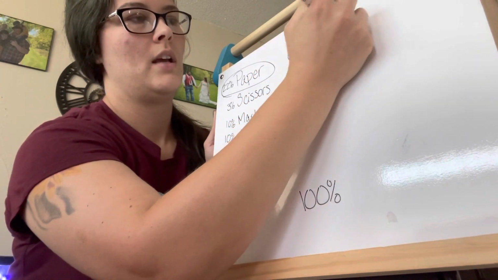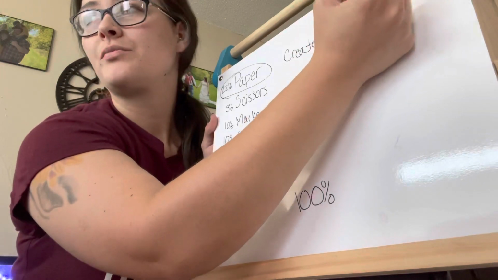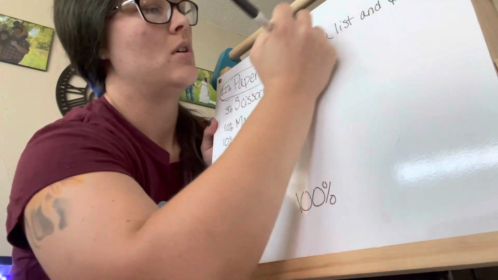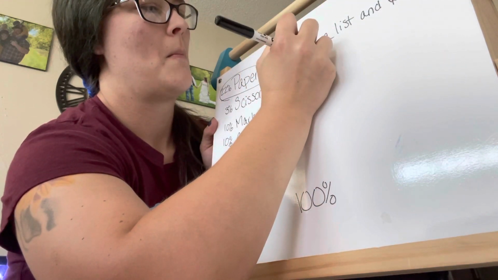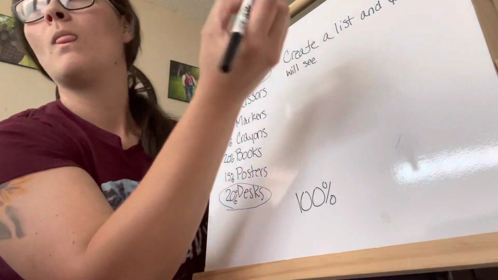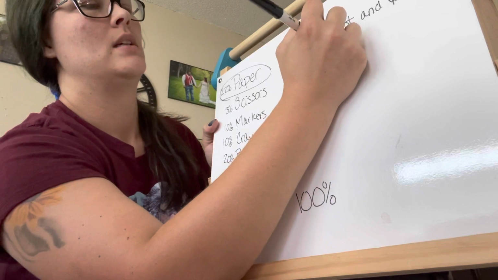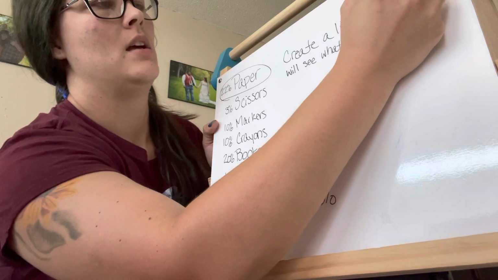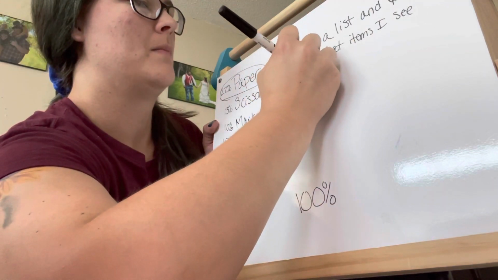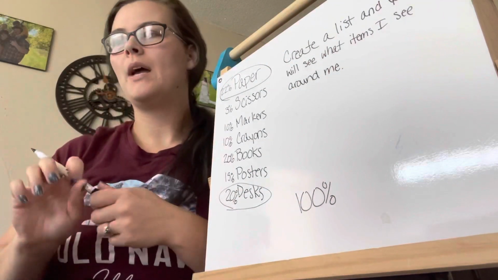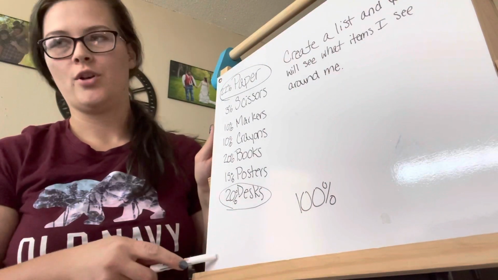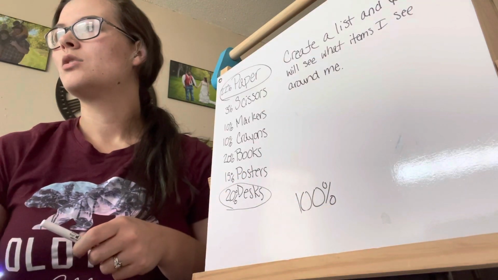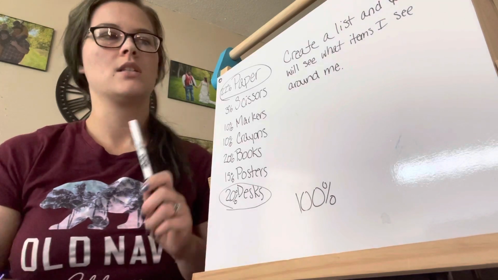create a list and you will see what items I see around me. So I made it rhyme, but you don't have to. And on your paper, you would write it down underneath your list, but I didn't have room to write it down there. So now it's your turn to create your own list.